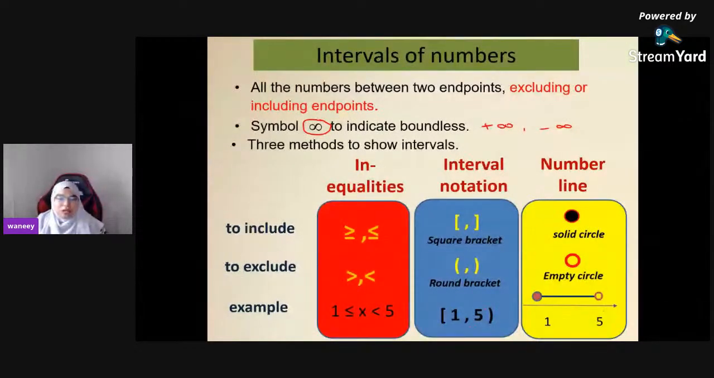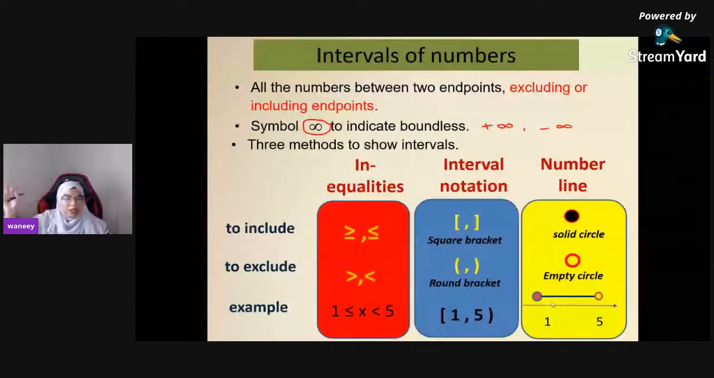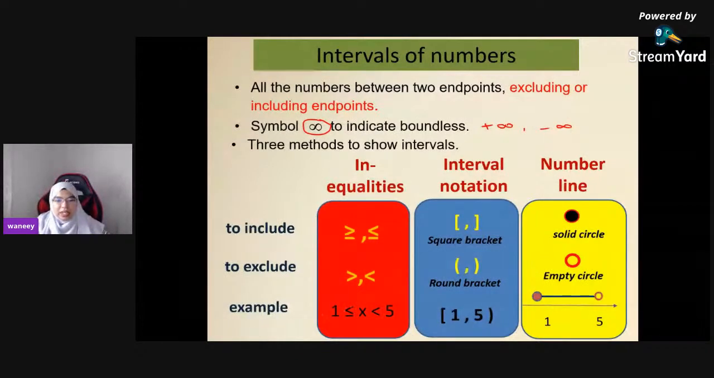If you draw a number line for them, 1 definitely needs to be on the left hand side. Everything must be in order. So the leftmost must be the smaller number, and the rightmost must be the bigger number. At 1, we have an equal sign, a square bracket, so this is definitely a solid circle or a dense circle. At 5, without the equal sign, so a round bracket, this one should be an empty circle. So that is how we write them down.